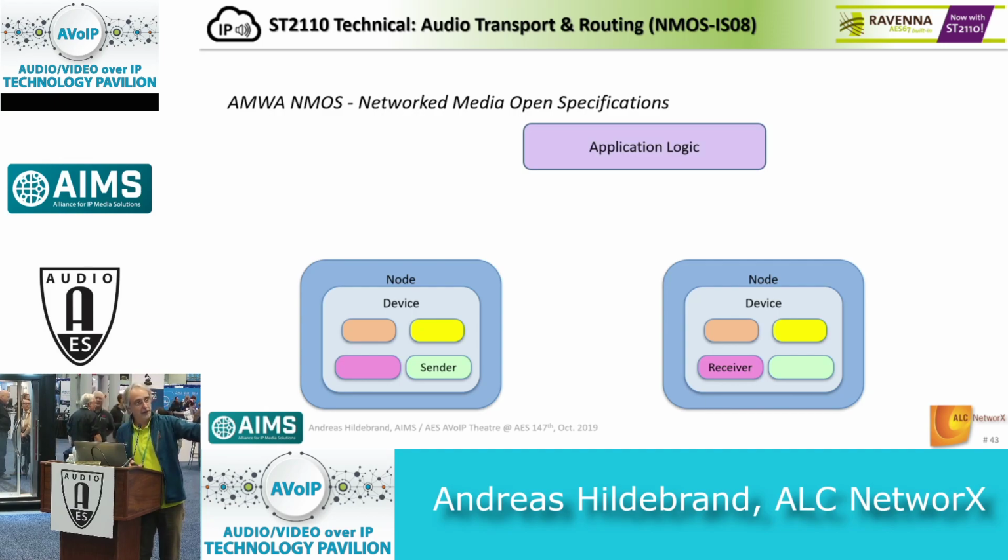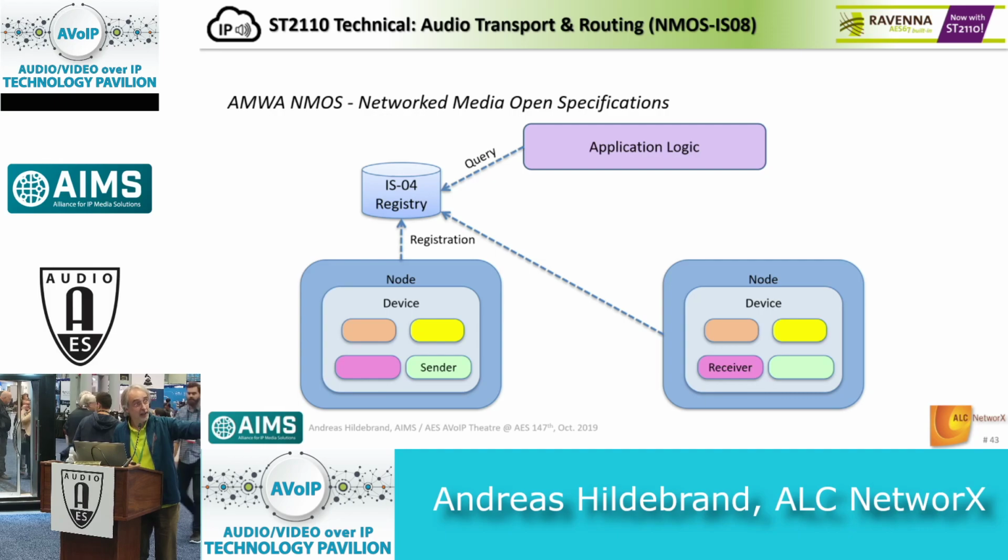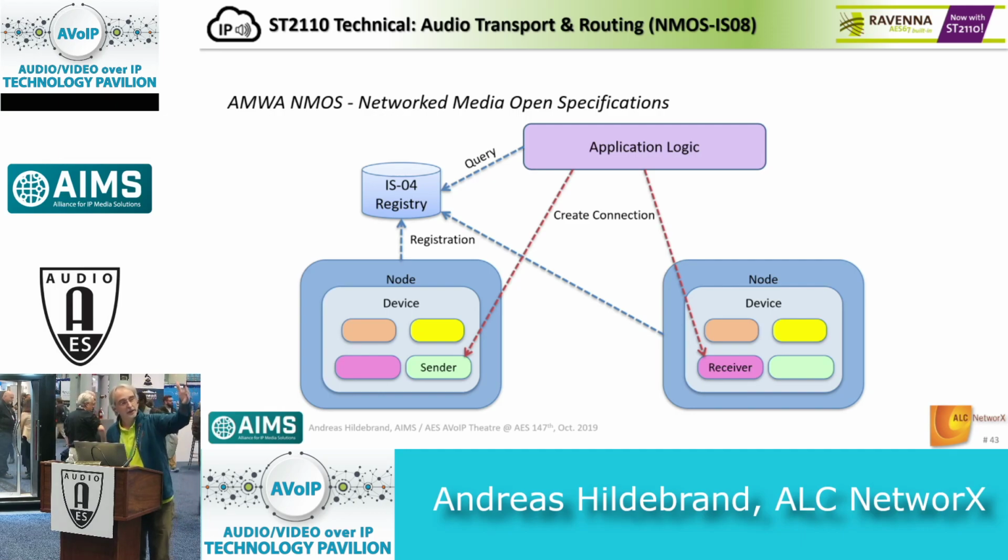To make that an example, we have the nodes again. We have the application logic, a broadcast control system or any instance which is controlling the system. We have the registry again, and we have all the devices advertising their resources into the registry. The application logic can query the registry. Now, through IS-05, which are the red lines, the application logic has an interface provided by the nodes to tell the nodes to create a stream and to tell the other side, a receiver, to subscribe to an existing stream. The stream is just a resource on the registry.